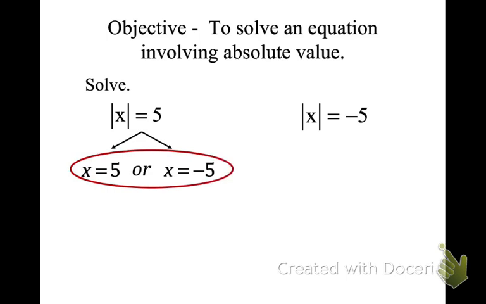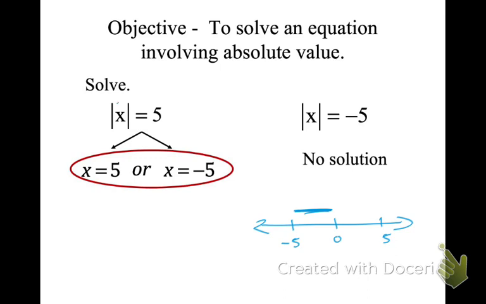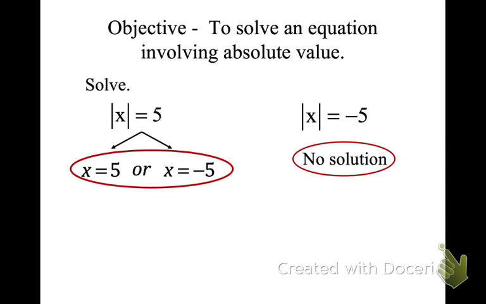Now the next problem, think about it. What would I put? There's no solution. Because remember, absolute value is a measurement of distance from zero. It's a measurement, and distance can't be negative. So there's no quantity that I could take out my tape measure and measure that would give me a -5. This measurement is still a +5. So absolute value has to always be equivalent to something positive.